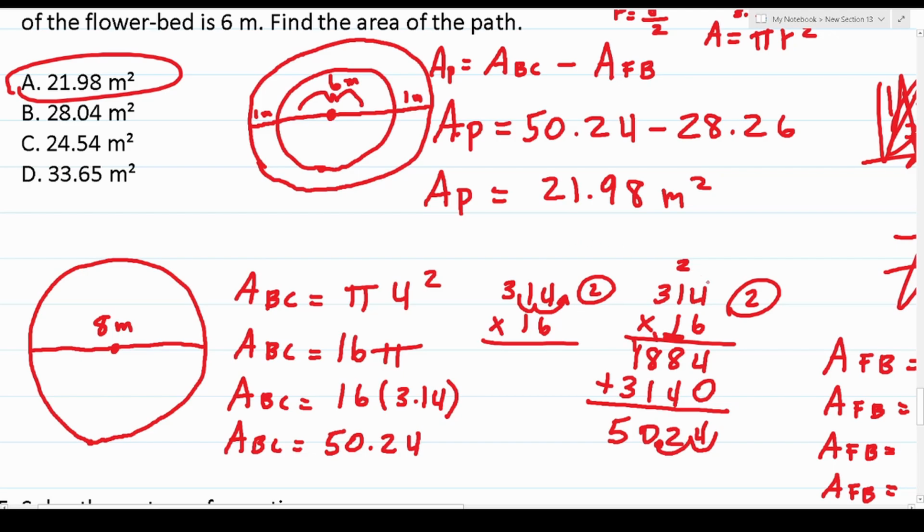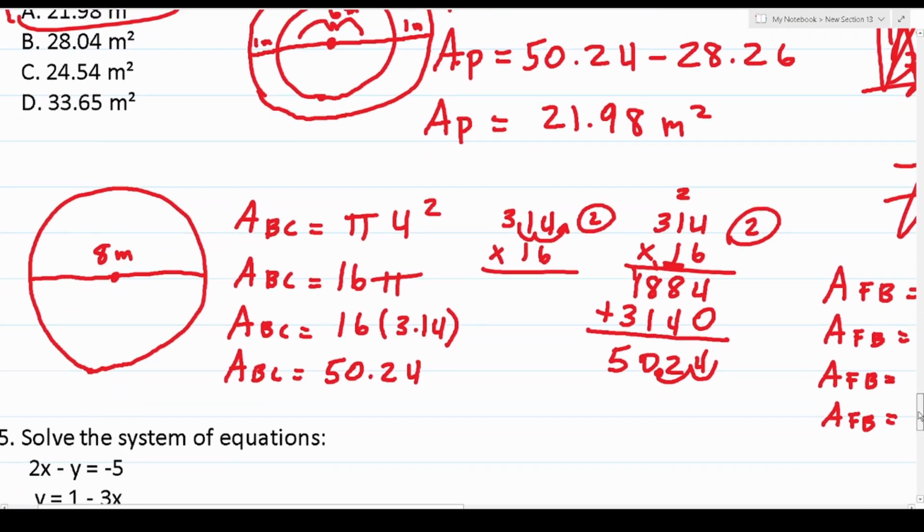Pretty challenging problem. You had to find the area twice, which is good practice for the ASVAB. So expect to know how to find the area of circles as well as the circumference of circles. You will see those questions on the ASVAB, almost guaranteed.